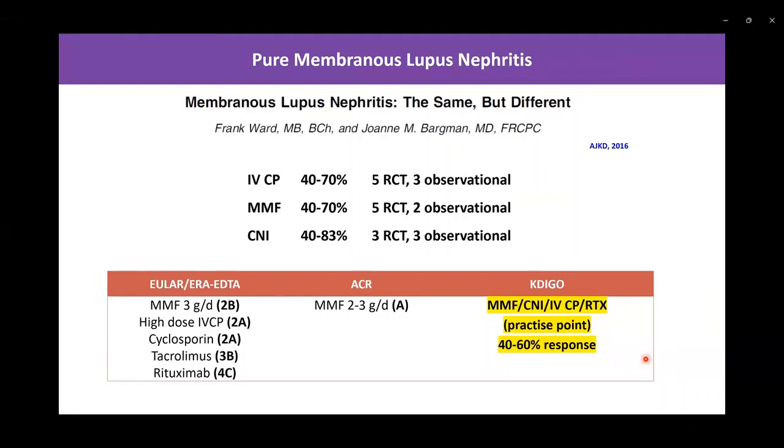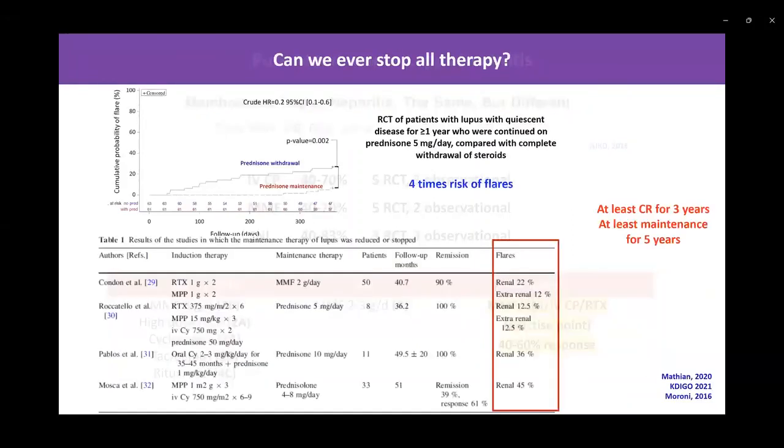In pure membranous lupus nephritis, the evidence base is low, but any of these agents may be used with a 40 to 60% response rate. Can we ever stop all therapy in lupus is a question that is highly debated. In a recent RCT that attempted prednisolone withdrawal in patients who had quiescent disease for more than 1 year, there was a 4-time risk of flares. So it is suggested that a complete remission for at least 3 years and maintenance for at least 5 years is required before contemplating stopping all therapies.